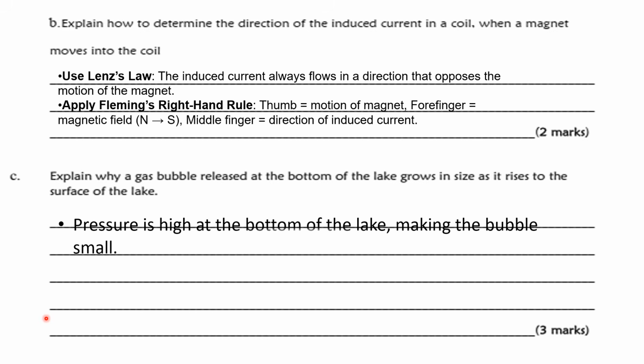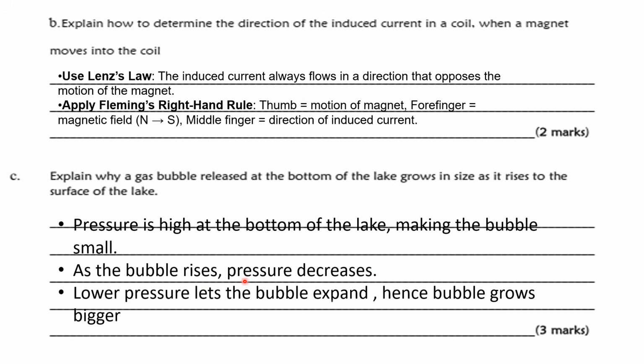All right, so pressure is high at the bottom of the lake, making the bubble small. 1 mark. And then as the bubble rises, pressure decreases. Another mark. And then finally, you will say lower pressure lets the bubble expand. Hence, the bubble grows bigger. 3 marks altogether.